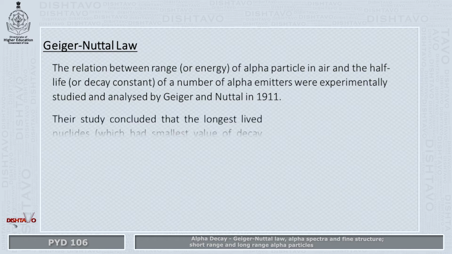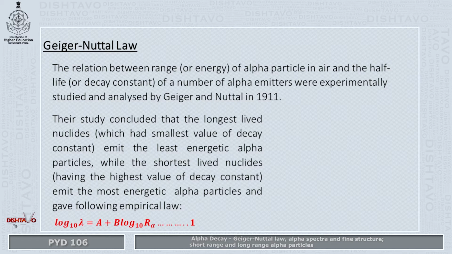What they observed is that the longest lived nuclides had very little alpha particle energy, whereas the ones which lived for a very short time had high energetic alpha particles. I hope you are understanding this. The nuclide which lived for a longer time had lower energy alpha particles, whereas the one which lived for a shorter time had very energetic alpha particles. All right, that is expected.